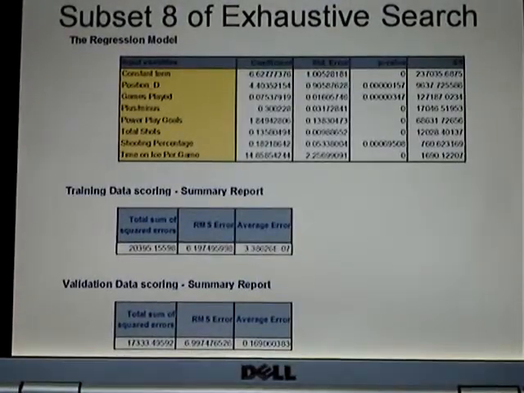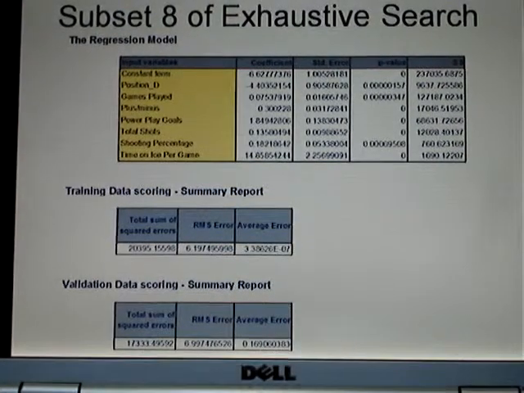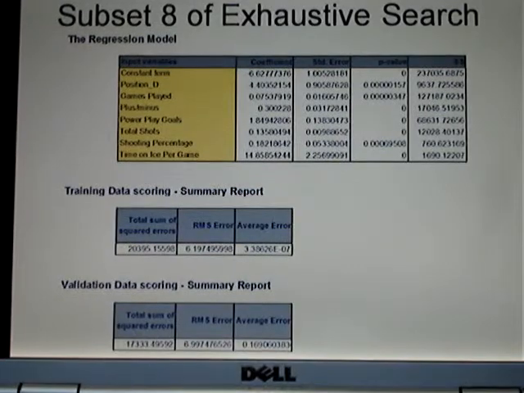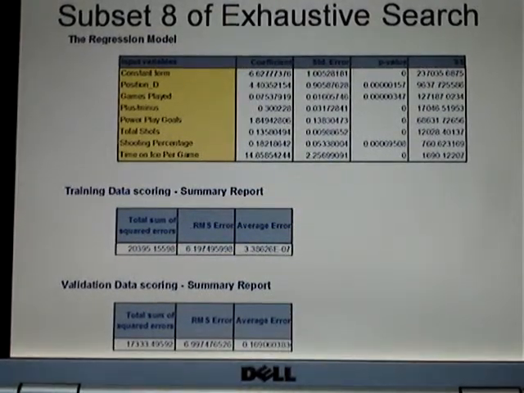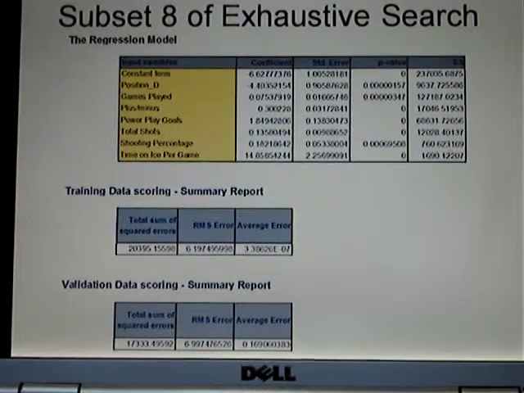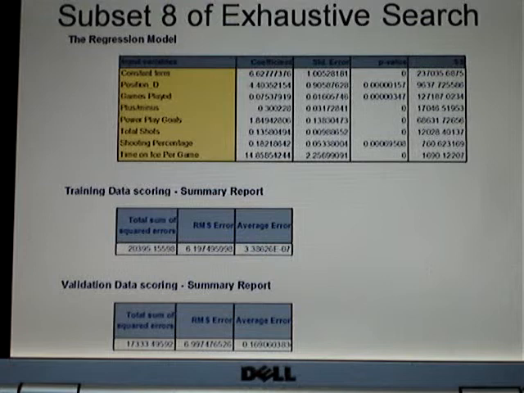Okay, these are the results of subset 8 of the exhaustive search. The 7 dominant variables are position D, games played, plus minus, power play goals, total shots, shooting percentage, time on ice per game, plus a constant term. As you can see, all these coefficients are significant when we see their p-values close to 0.